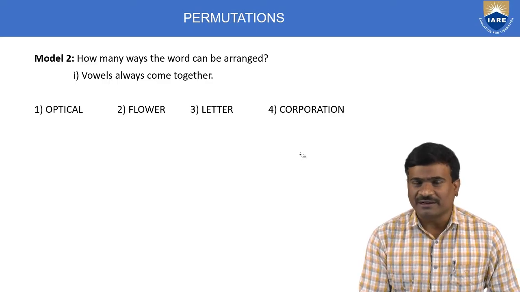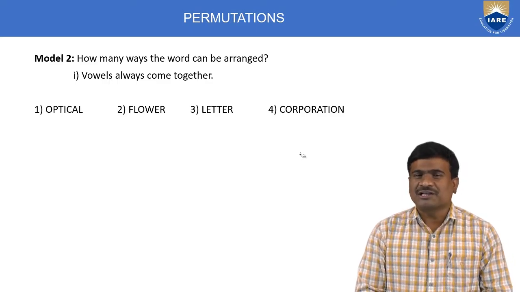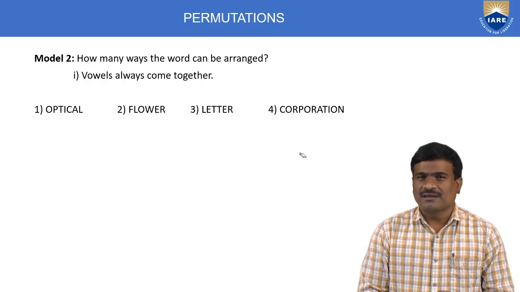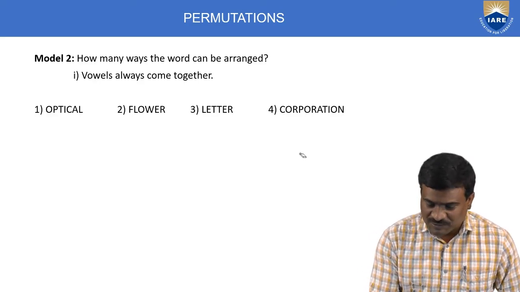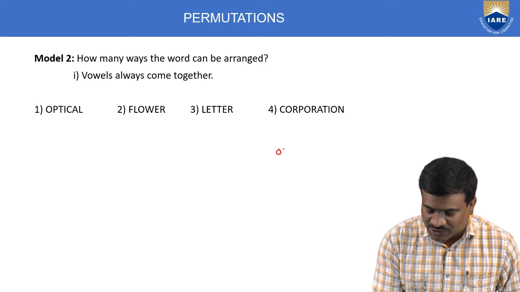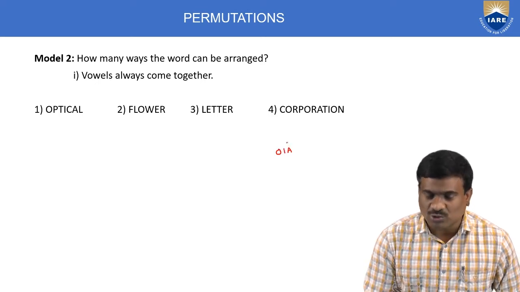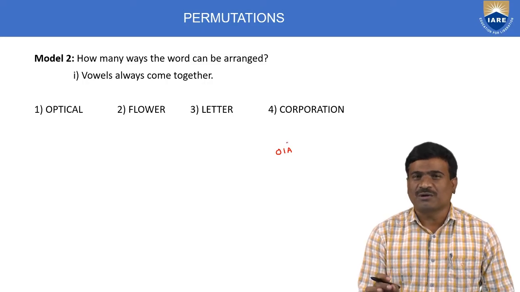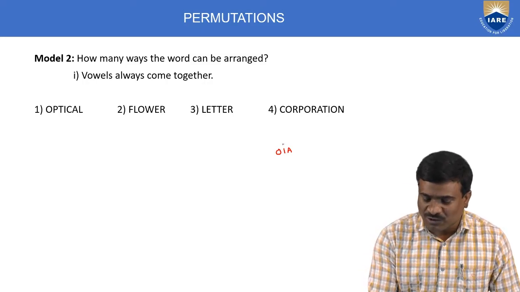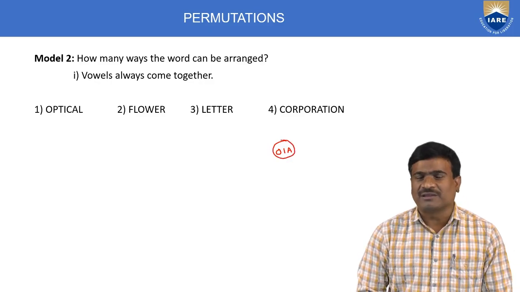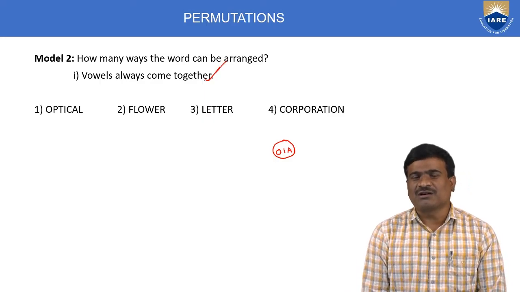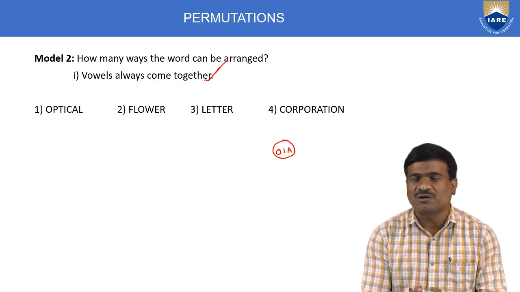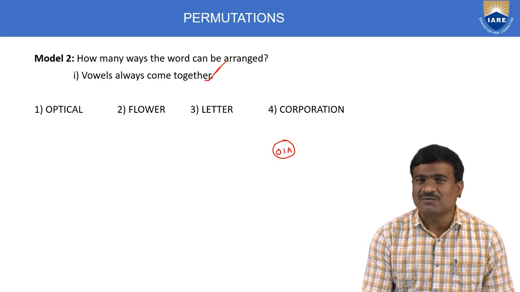Your method is a short method, a shortcut method. Your condition is applicable only to vowels. Here first you have to calculate the total number of vowels in OPTICAL. In OPTICAL, the total number of vowels is equal to 3, only 3 vowels: O, I, A. Here, when together type questions are given in permutation, that condition you always write in one bracket. The 3 vowels, write in one bracket.